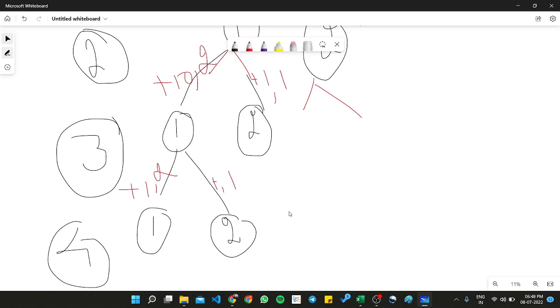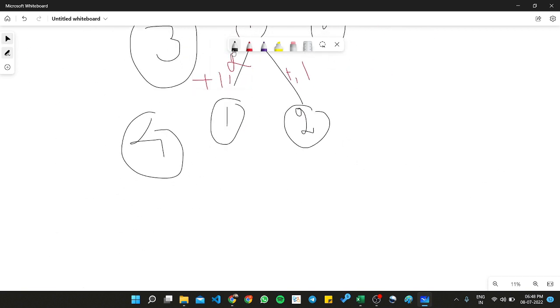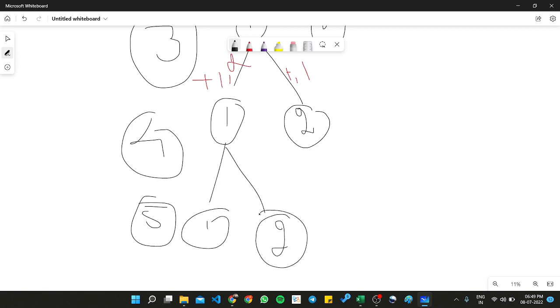Now I move on to the final house. In the final house there are two possibilities again. It may be 1 or it may be 2. In the final house the cost of coloring with the first paint is plus 5.